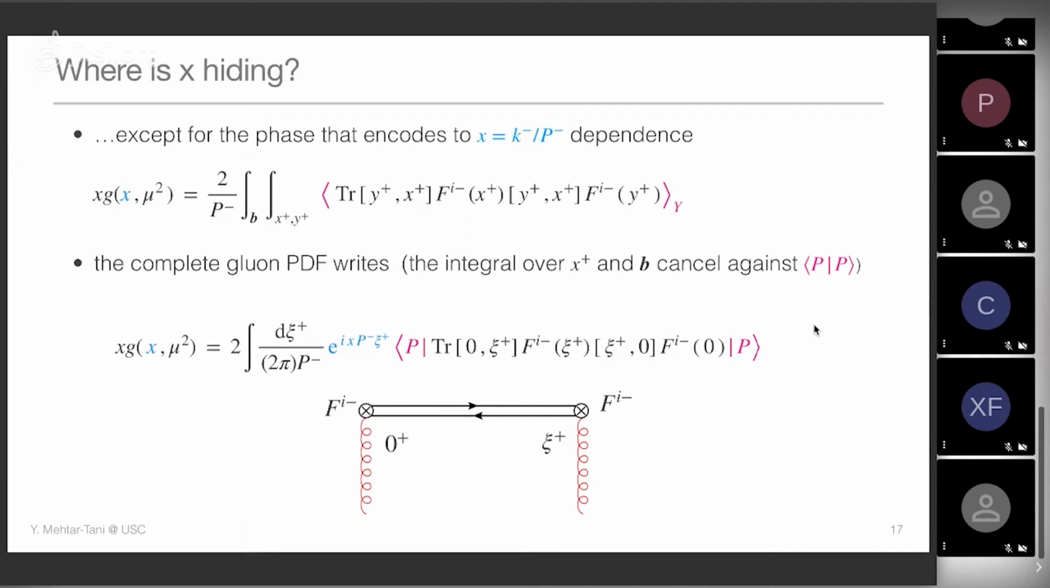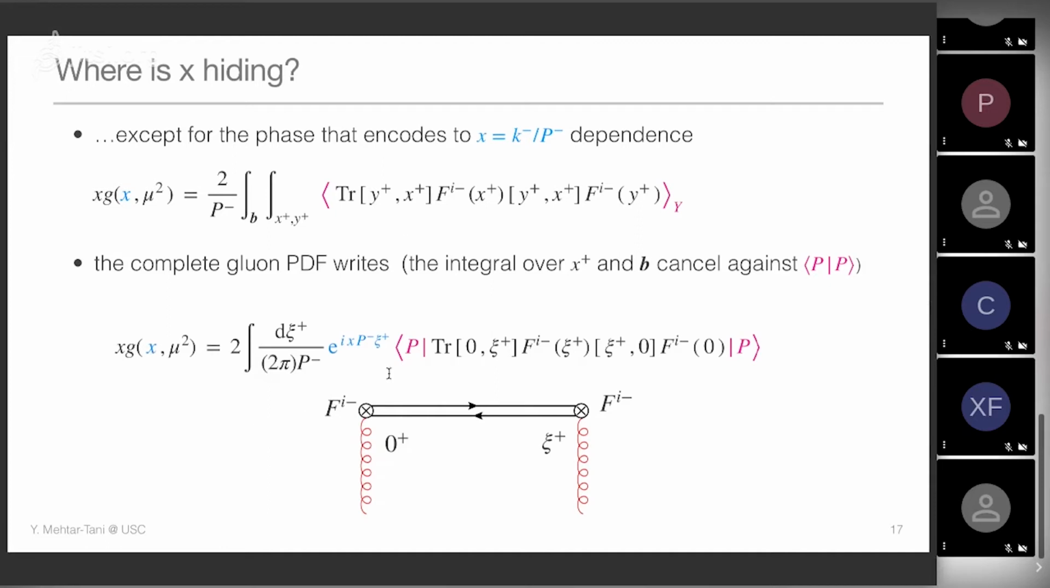But the key difference is this phase. In small x physics, x goes to 0, so there's no dependence on x. So this phase is simply set to 1. There's no phase. But for moderate x, when x is not small, you get this phase, which acts as a phase that appears in a Fourier transform that connects the longitudinal distance, this non-local structure in x plus, to the Bjorken x. Well, here it's Feynman x, and this disappears in the small x approach.